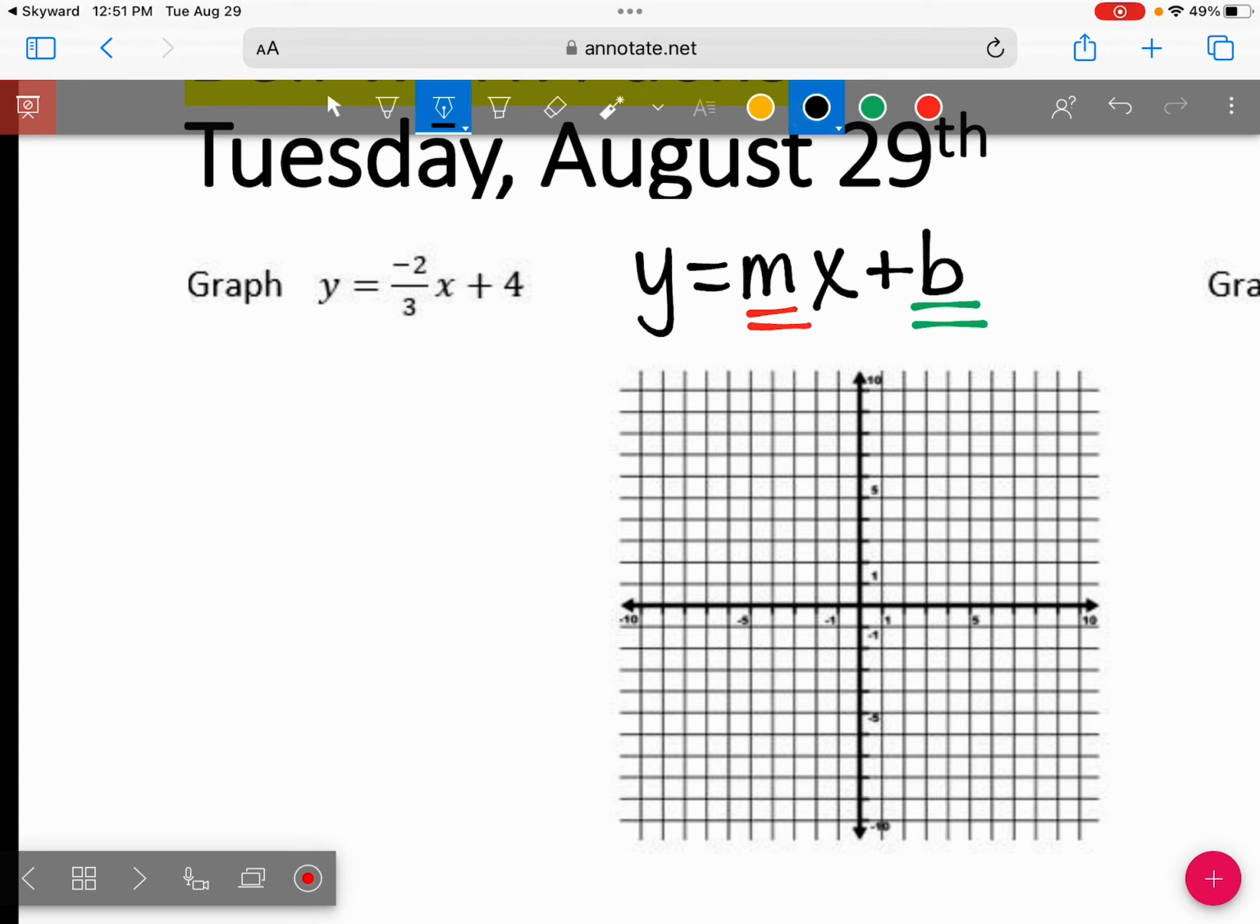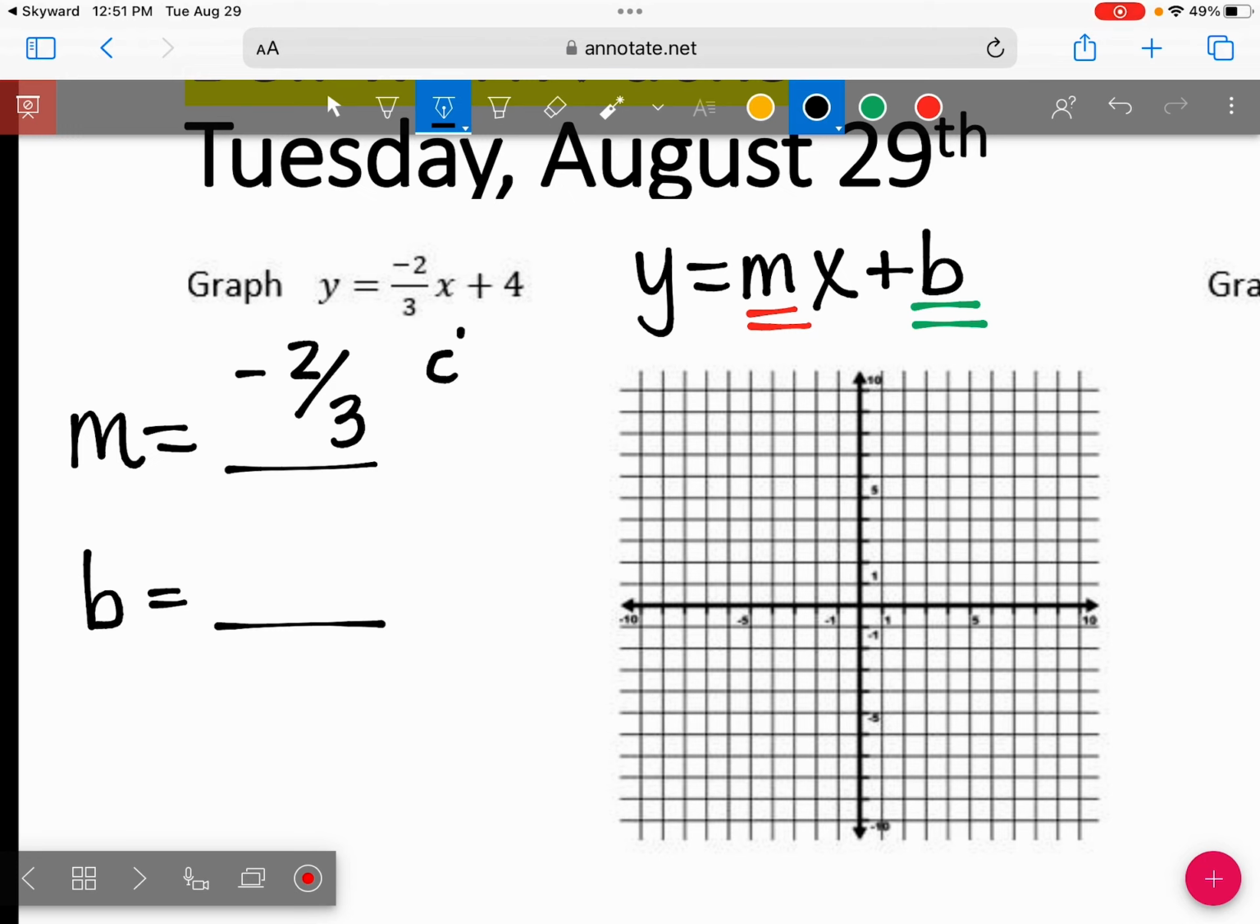So for this equation, what is the slope? What is the slope of this equation? Negative 2/3. Let's go ahead and write that. Because it's negative, that means we're going to go down 2 and right 3.